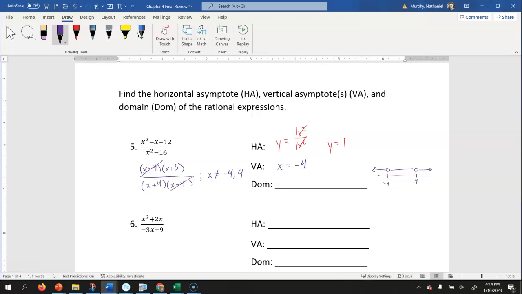So the way we would describe that is we would say from negative infinity to negative 4, and then we would have from negative 4 to 4, and then we would also have from 4 to infinity. And each of those pieces would be described by those intervals.